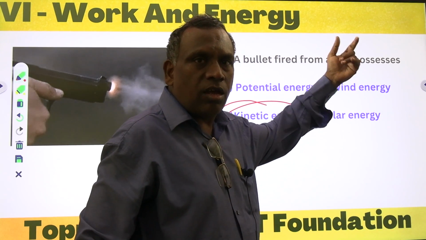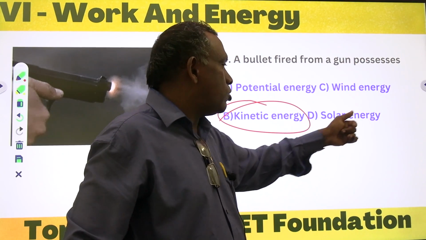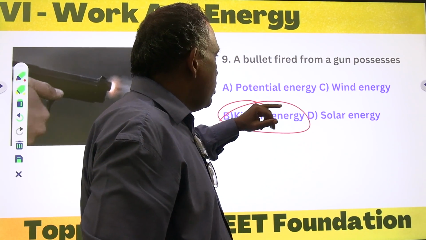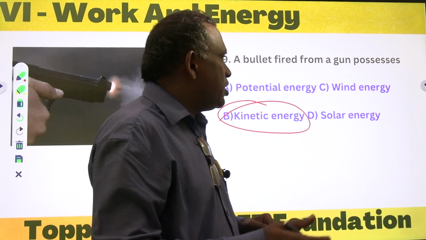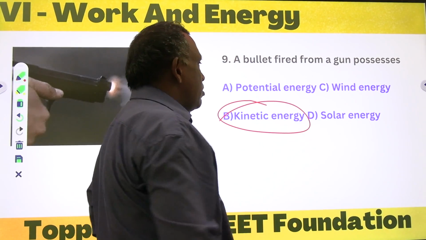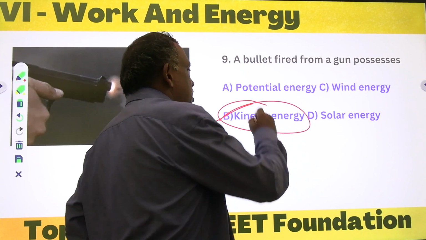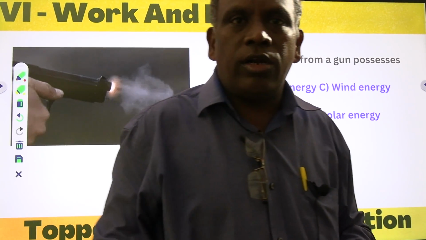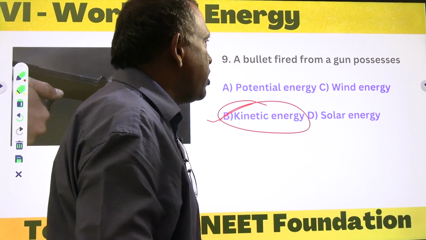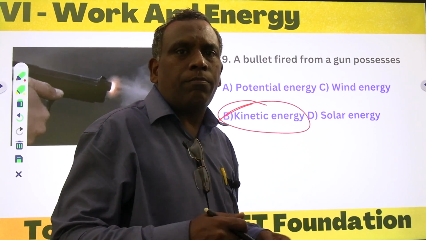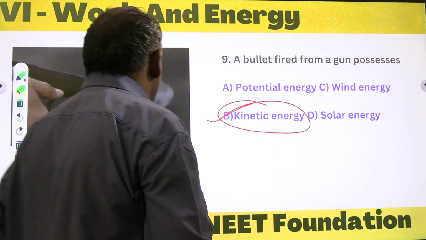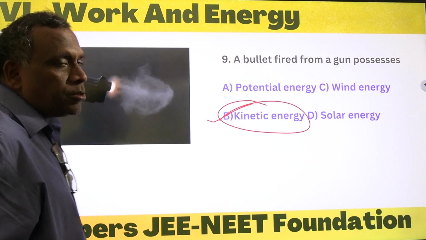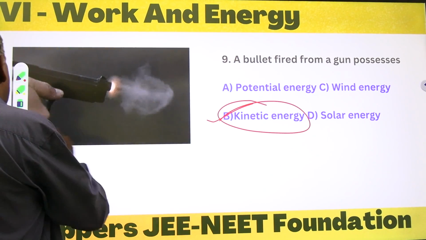Wind energy is of course related to motion, but it does not come under this question. Kinetic energy is the only answer for a bullet fired from a gun. The remaining options are not suitable for this question.